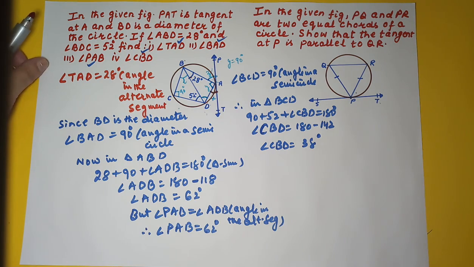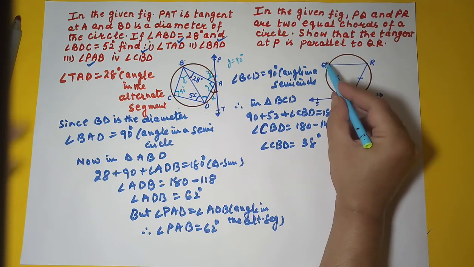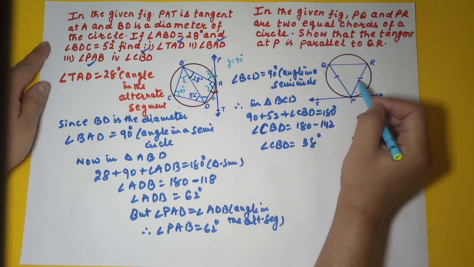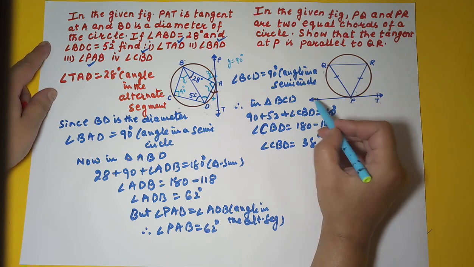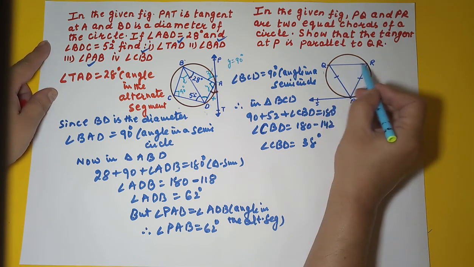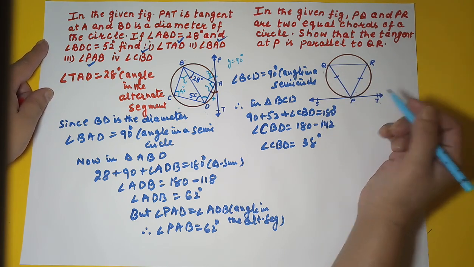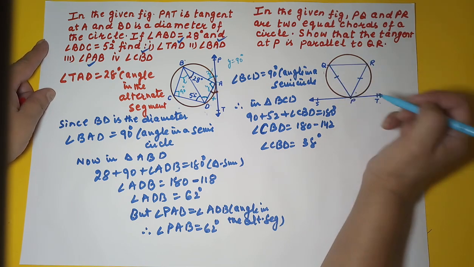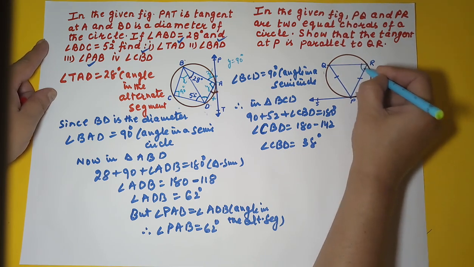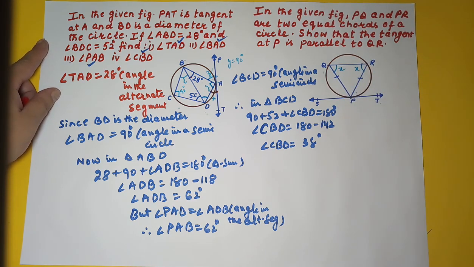Now another question. In this question he is saying that the figure is given and PQ and PR are two equal chords of the circle, and there is a tangent, this tangent ST, and we have to prove that the tangent ST is parallel to this line QR, right? So how will we do that? See, if you consider this triangle PQR, PR is equal to PQ. So does that mean this angle and this angle are equal? Equal sides have equal angles opposite to them, right?